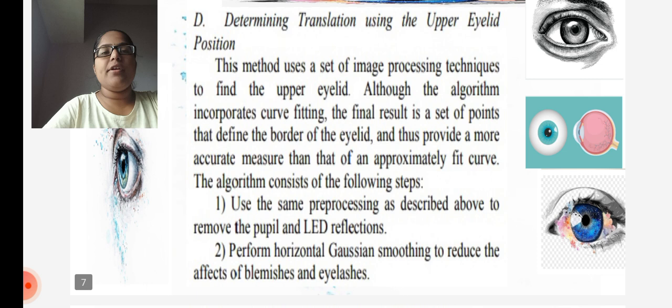The fourth methodology was determining the translation using the upper eyelid position. This method uses a set of image processing techniques to find the upper eyelid. Although the algorithm incorporates curve fitting, the final result is a set of points that define the border of the eyelid and thus provide a more accurate measure than the approximately fit curve. The algorithm consists of the following steps. Use the same processing as described above to remove the pupil and LED reflections. Perform horizontal Gaussian smoothing to reduce the effects of blemishes and eyelashes.